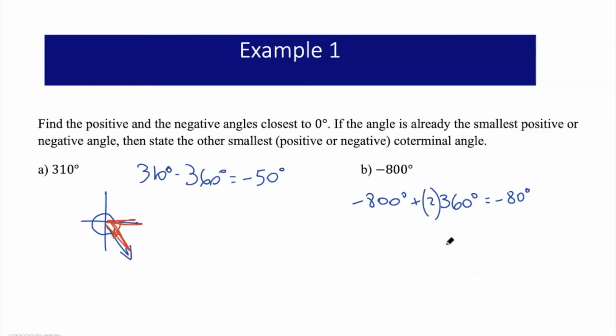If then I want to find the smallest positive coterminal angle, I have to do minus 800 degrees plus 3 times the revolution 360. Or if you want, negative 80 plus 360. And that is going to give me 280 degrees positive.